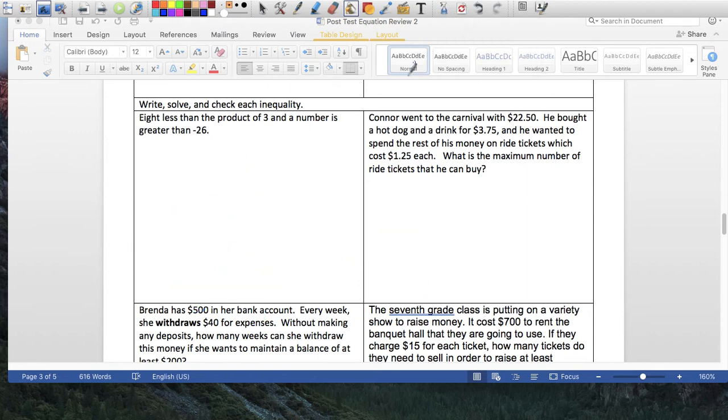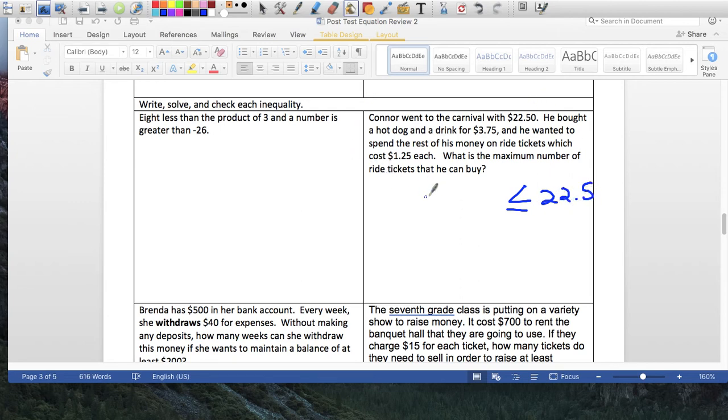Okay. Next one, Connor went to the carnival with $22.50. He bought a hot dog and a drink for $3.75. He wants to spend the rest of his money on rides, which cost $1.25 each. What's the maximum number of tickets he can buy? So he has to be less or equal to $22.50 because that's all he has. He can't go above that.